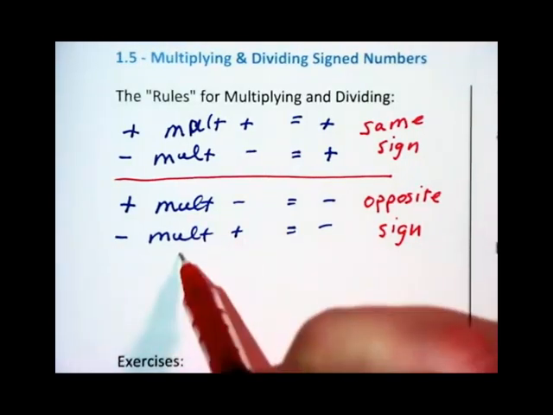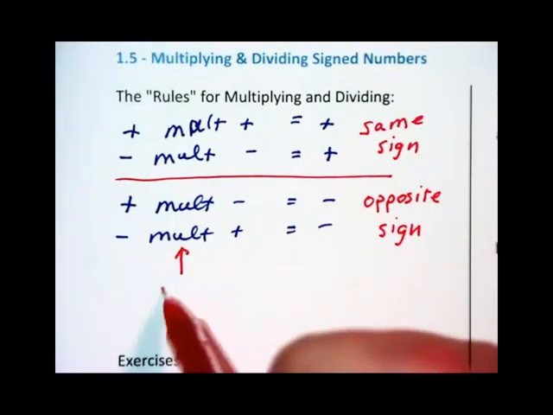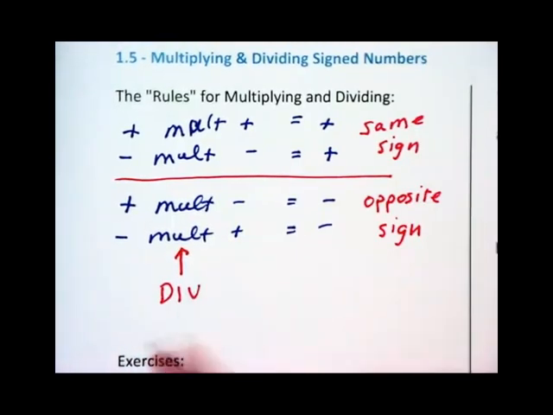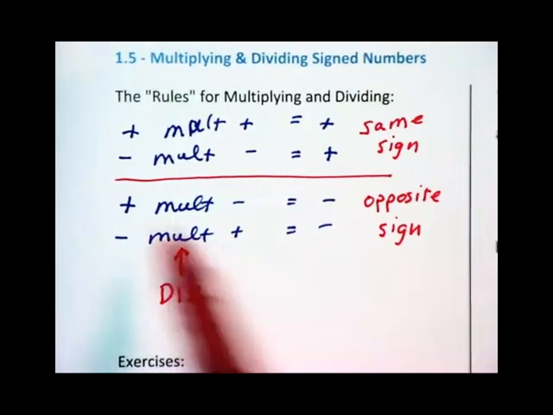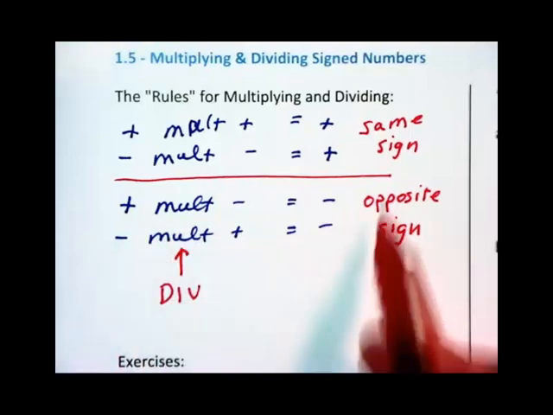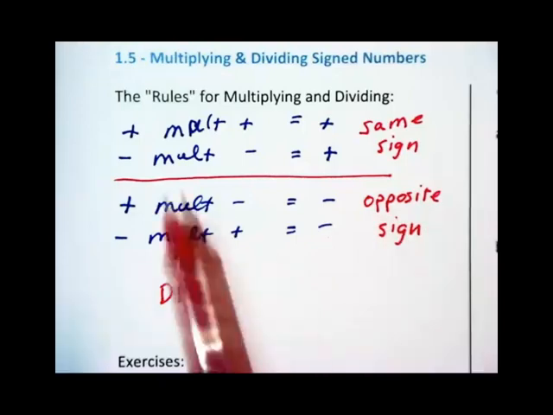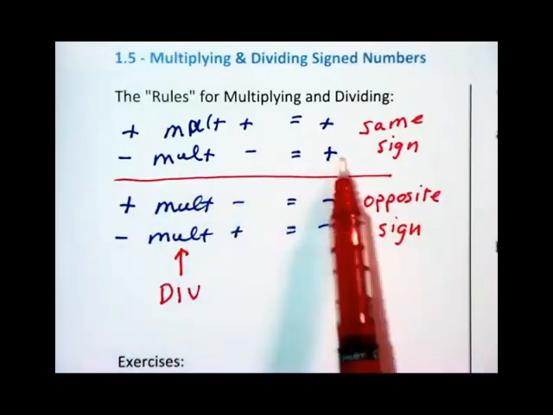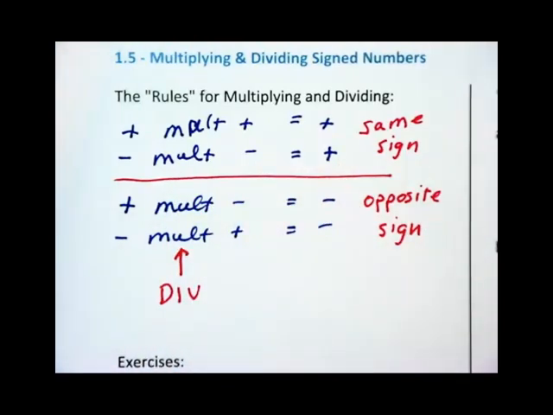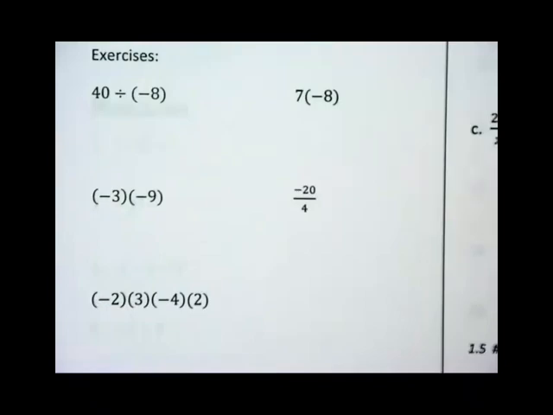Now, if you want to change out the word multiply for the word divide, then all the rules are the same. For example, if you're dividing and the signs are opposite, the quotient is negative. If you're dividing and the signs are the same, the quotient is positive. Okay, let's move on to some sample problems. These go really quickly. Here we go.